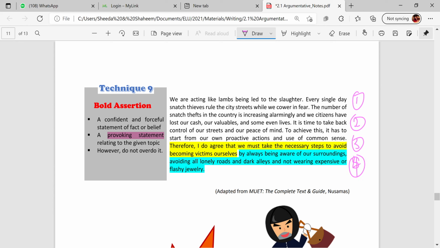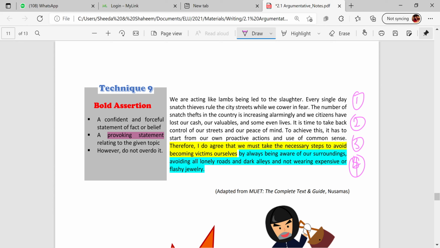So simple, so simple. So these are the 9 techniques which you can use in order for you to begin your introductory paragraph to make it interesting. If you go through all of these techniques, as you can see, it is short, but it serves its purpose, which is introducing the topic. So there are 9 techniques here.